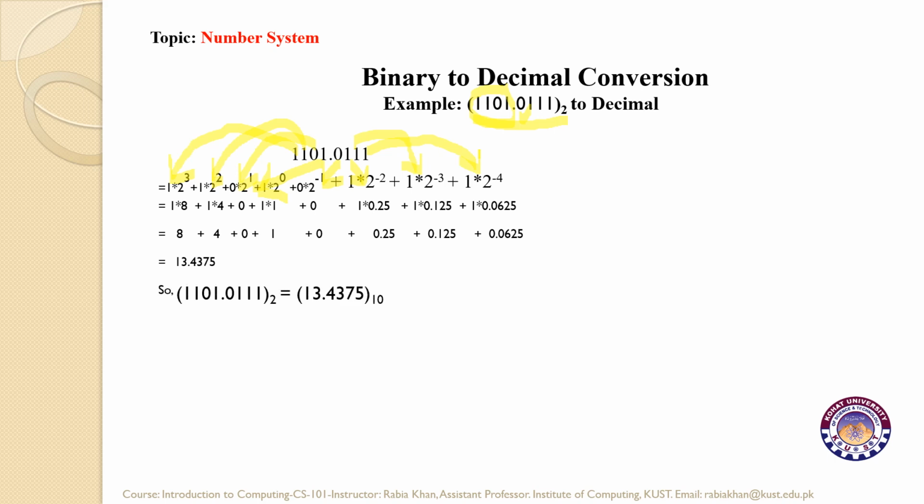So how do we write it? 1101.0111 in base 2 is equivalent to 13.4375 in base 10.